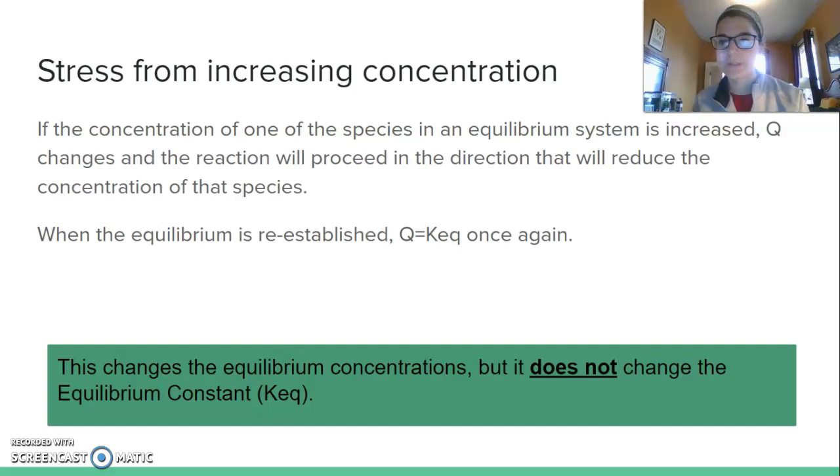We can also introduce a stress by changing concentration. So if we increase the concentration of one species in the equation, Q changes and the reaction will proceed in the direction that will reduce the concentration of that species. So it's kind of like if you input more reactants, you're going to get more products. If you put in more products, you're going to get more reactants. So once equilibrium is reestablished, Q equals KEQ once again. Again, it changes the equilibrium concentrations, but does not change the equilibrium constant, KEQ.